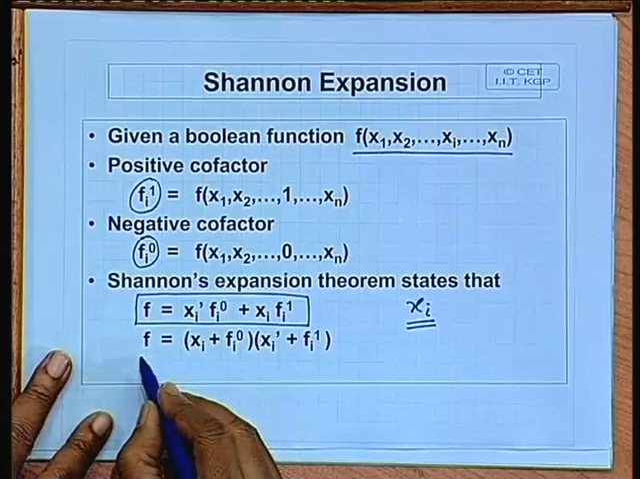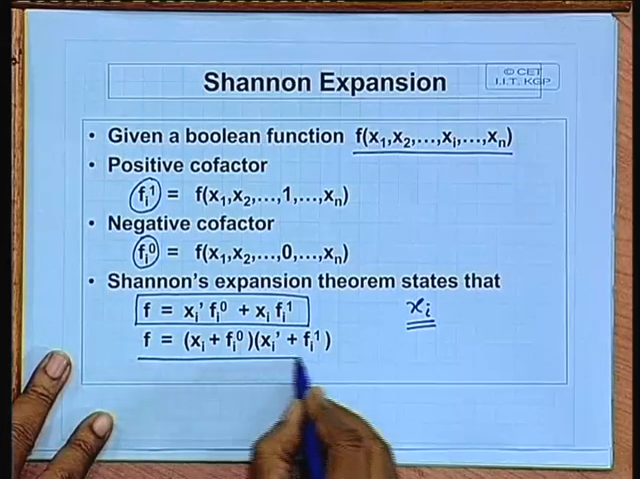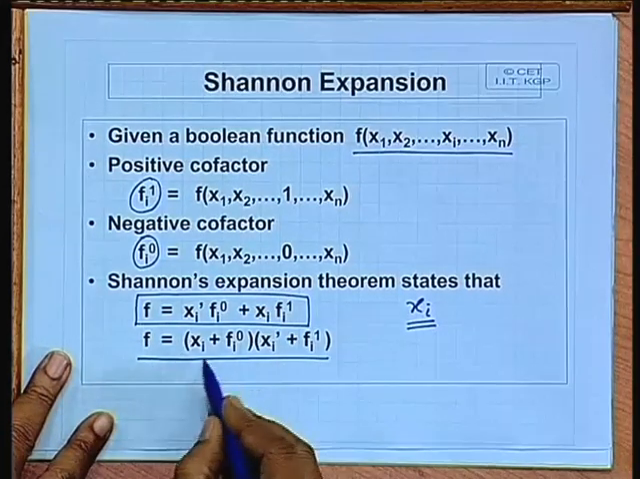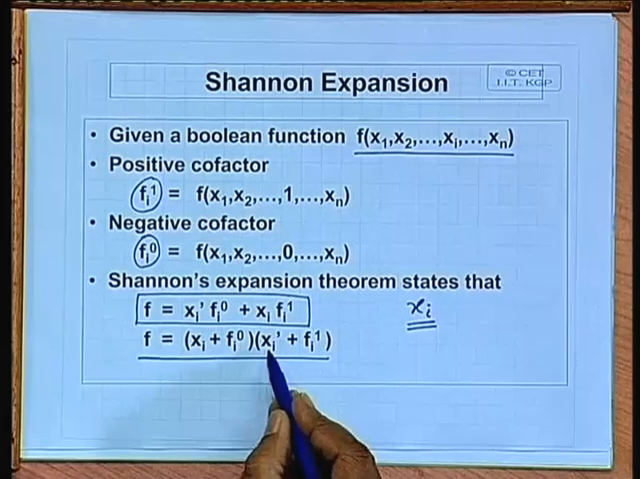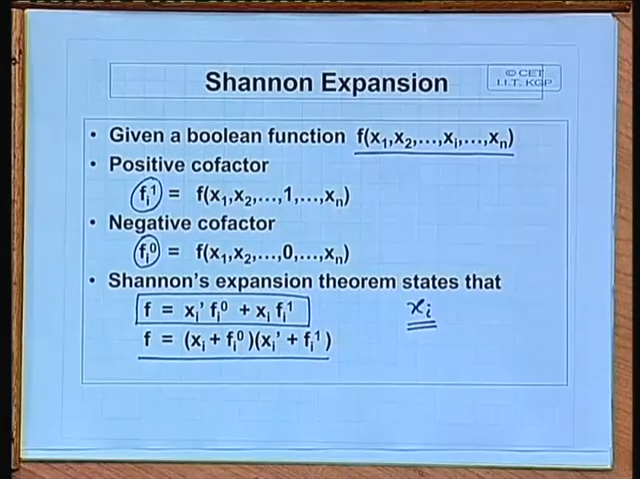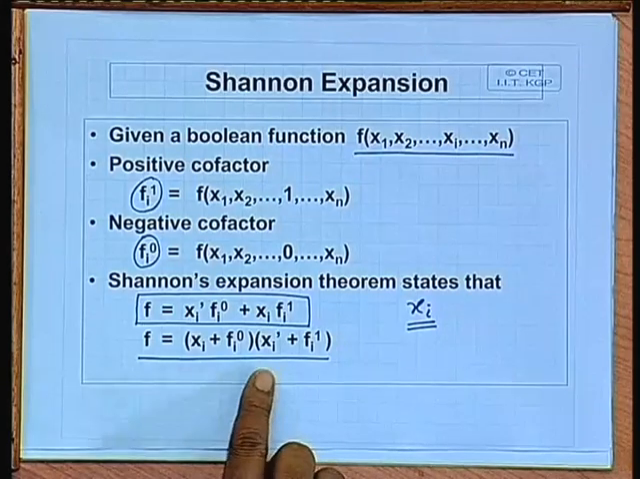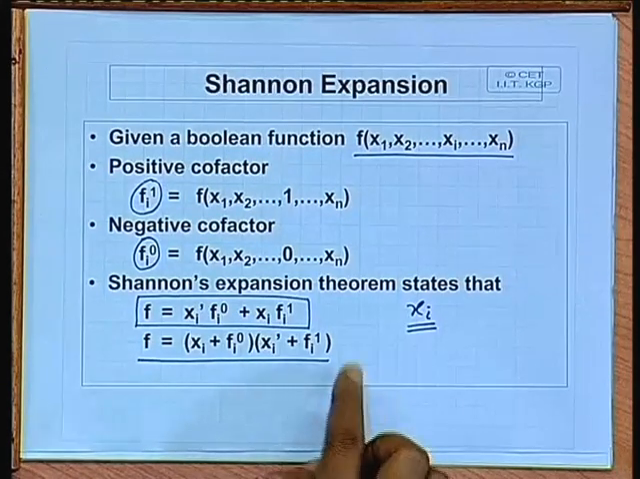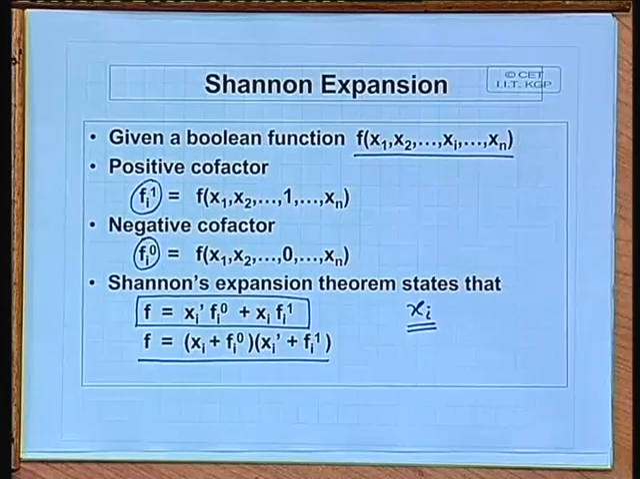And if you are more interested in the product of sums representation, then the alternate form is this: xi or the negative cofactor, times xi prime or the positive cofactor. So, in this way you can represent or expand a Boolean function with respect to an input variable. Let us take a simple example to illustrate this.